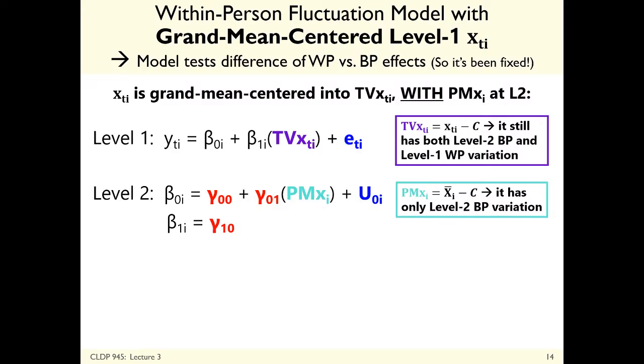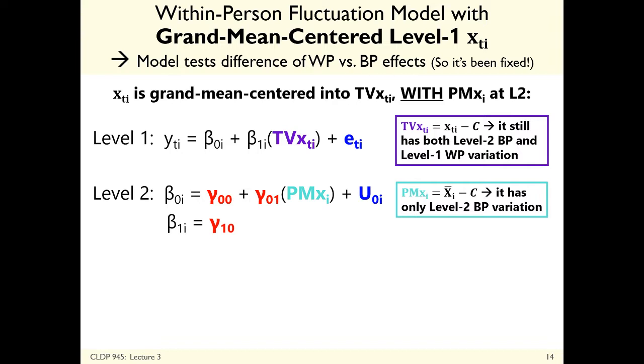So this specification, I've changed the colors to indicate that the variables and their interpretation have changed. So time varying X is in level 1. That's the full version of time varying X just centered at a constant. So this level 1 time varying X predictor still contains two different kinds of variation. It contains level 1 within and level 2 between. All of it lumped together still.